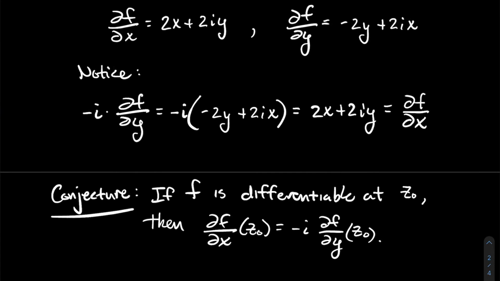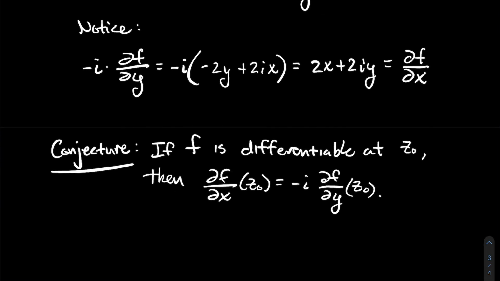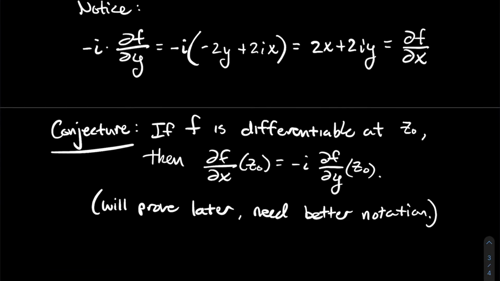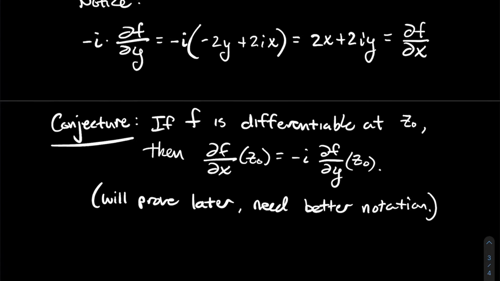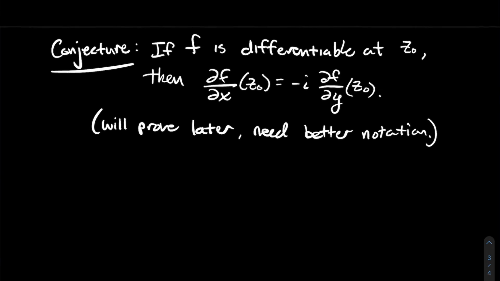So like any good mathematician, I do one example and I claim that it's true for all such functions. This is again a conjecture. I'm not saying it's true quite yet, but we're going to dive into looking at whether this relationship is for real. And so we're going to prove it later. It turns out, yeah, it's for real, of course. Otherwise, why would I put it in a video? But before we do that, we need some better notation.